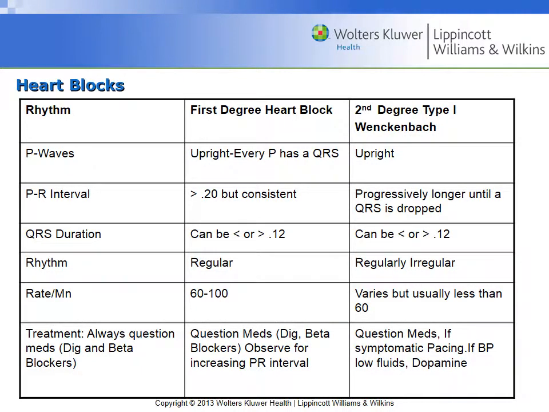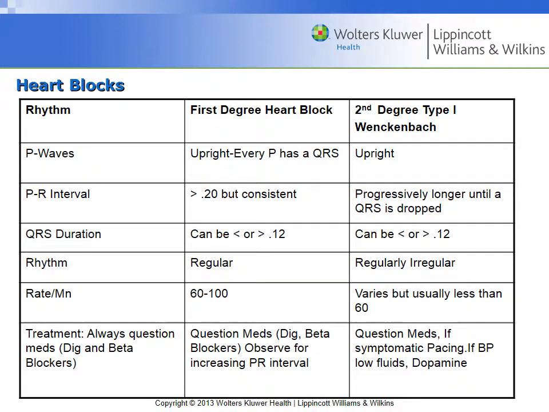One of the most common causes of first degree heart block is DIG or beta blockers. So oftentimes when we see first degree heart block develop on patients, we question their medications. Is it DIG? Is it a beta blocker? And then we also observe for increasing PR interval. We really don't treat first degree heart block unless we feel like it's going to become a very large problem. And then again, we look for it to deteriorate into something else.